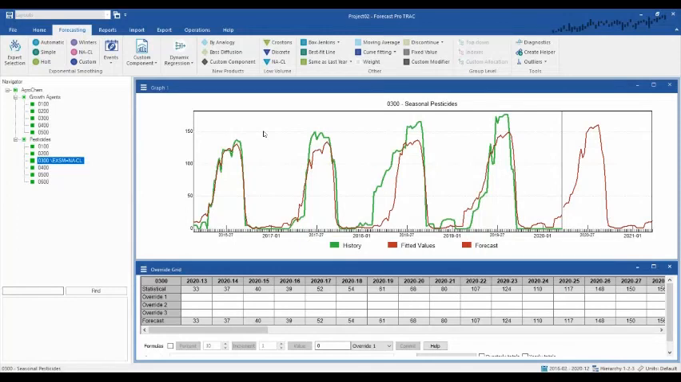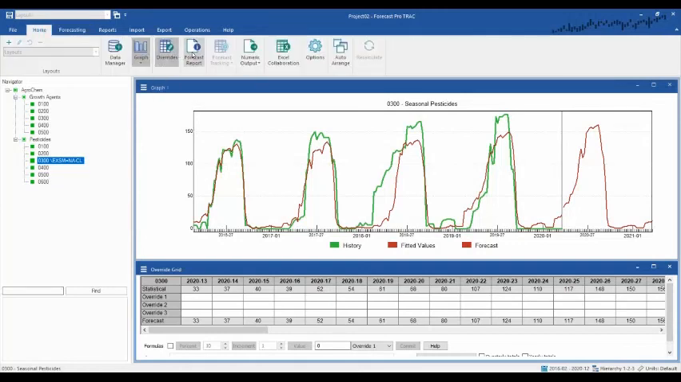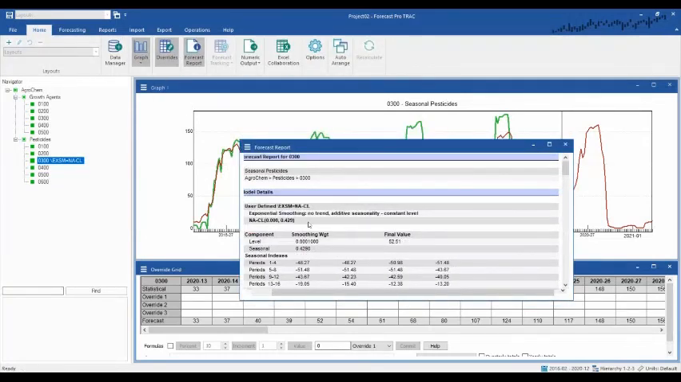And one of the mantras of forecasting is it's not about fitting your historic data well. It is about forecasting well. So clearly in this case, the NACL model is doing a better job of forecasting. So let's actually take a look at the forecast report for this model now. And what I want you to note is that the smoothing weight for the level is now very small. Essentially what we're doing here is we're setting that smoothing weight to be 0.0001.